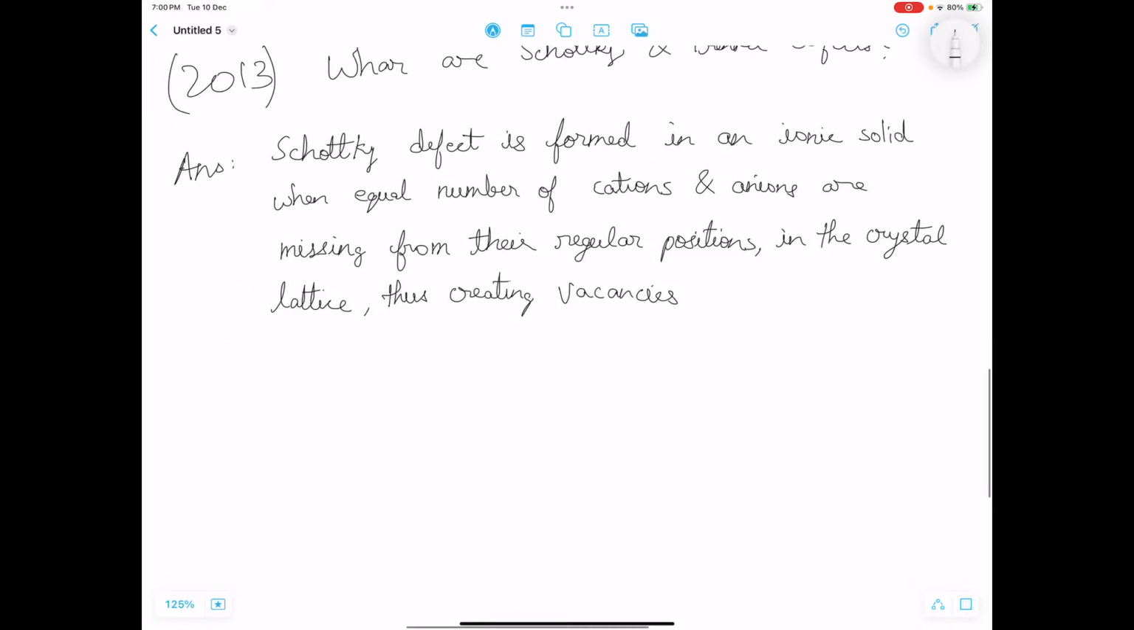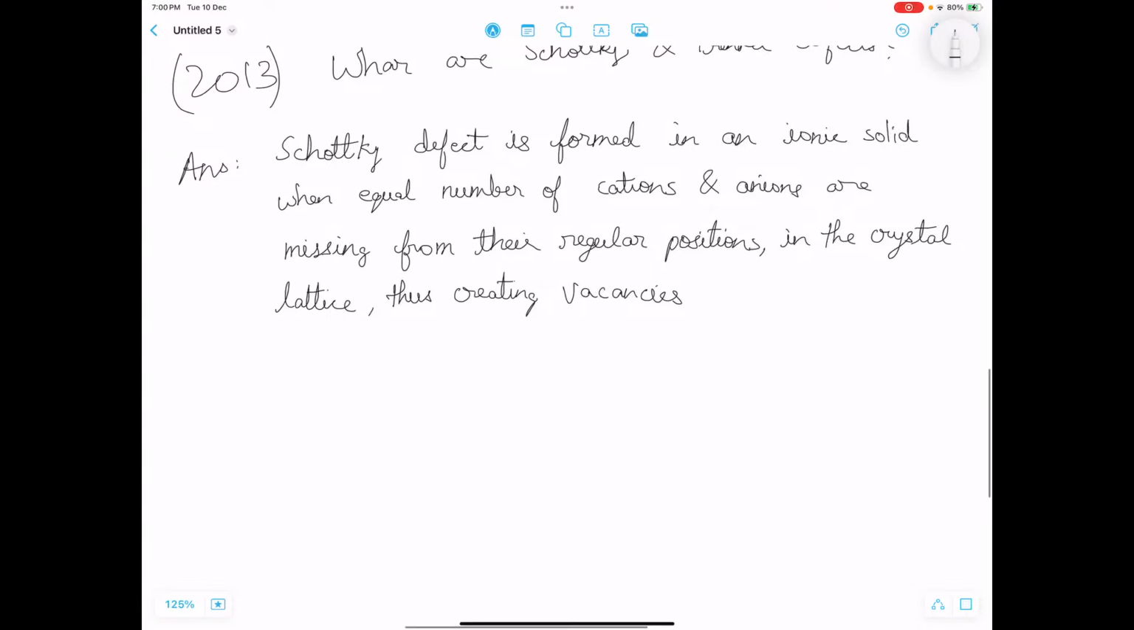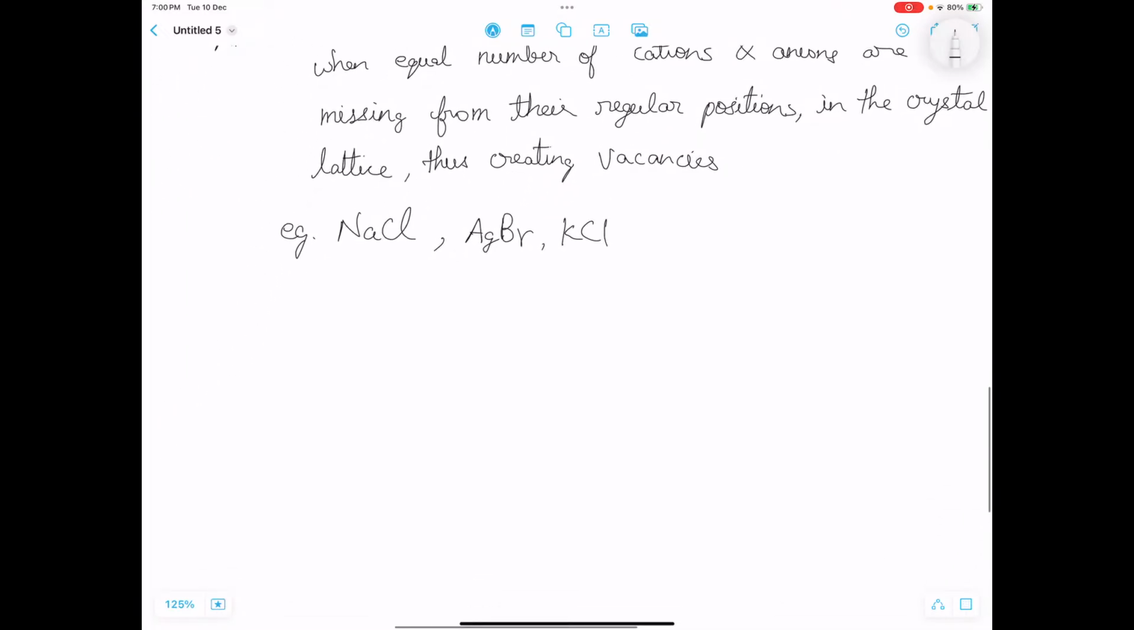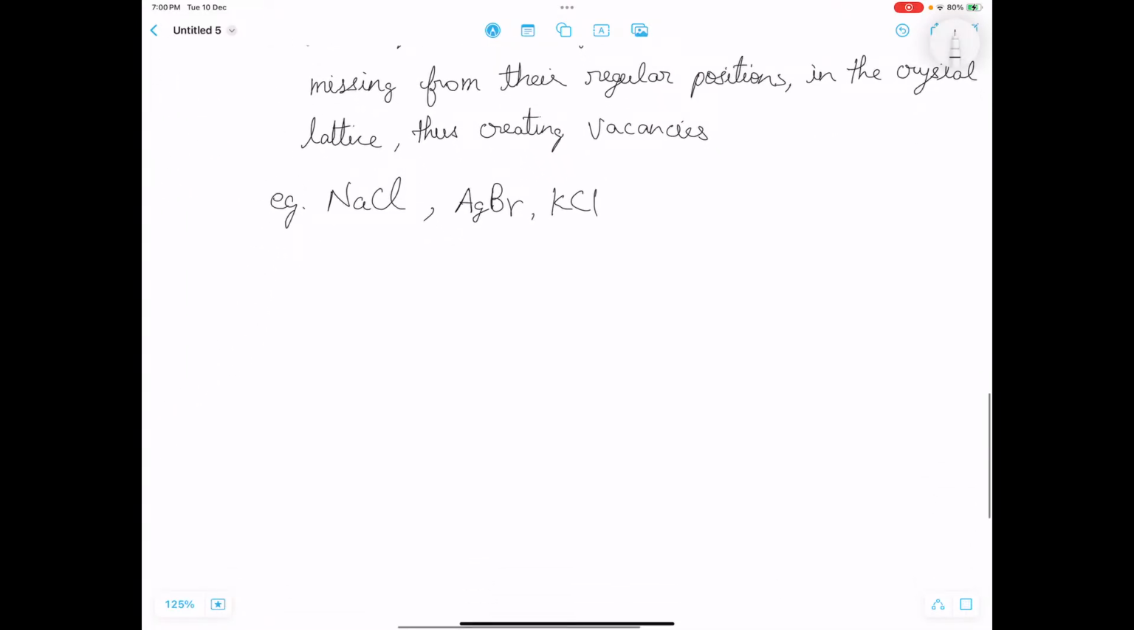So this defect is usually found in ionic crystals. Examples like NaCl is an ionic crystal, AgBr and KCl. These are ionic crystals that show Schottky and Frenkel defects. So now we have to explain Frenkel defect.